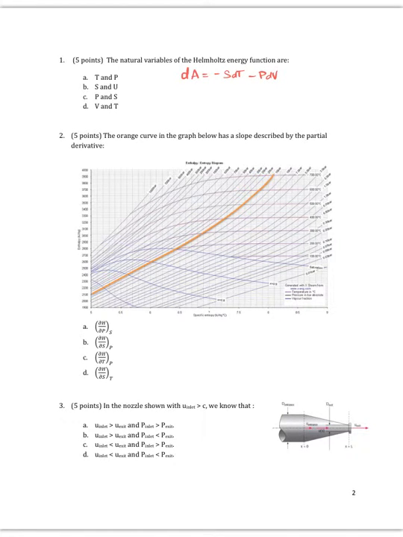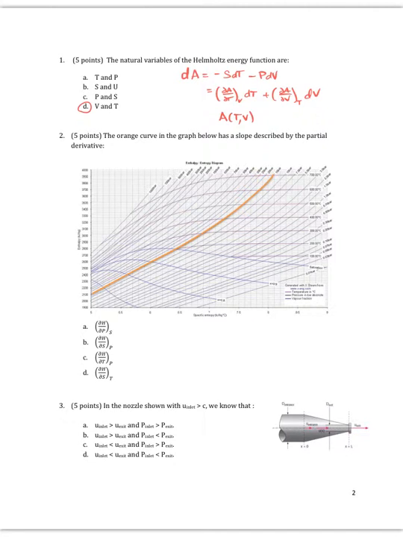And if I use that, then what this is saying is that this is equivalent to how A changes with T holding constant V, dT, and how A changes with V at constant T, dV. In other words, it's telling me that A is a function of the variables T and V in this natural fundamental relation form. And so therefore, the answer is V and T.